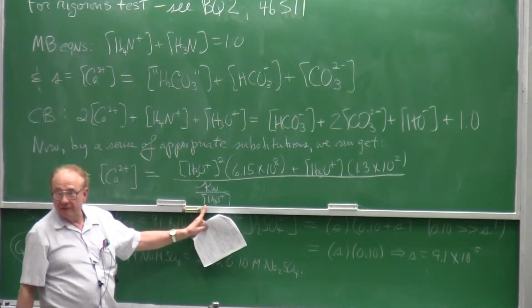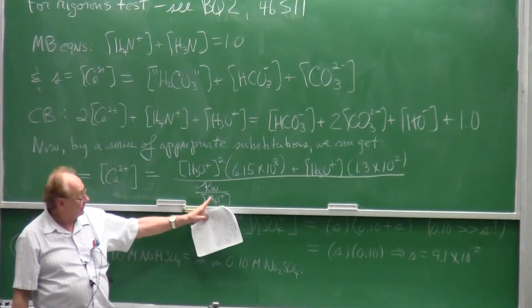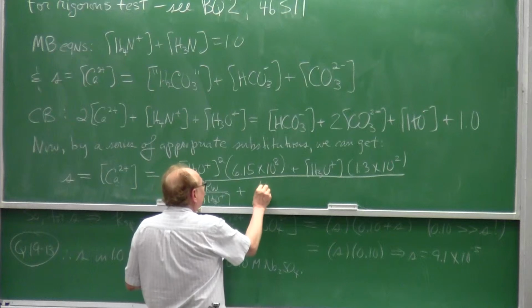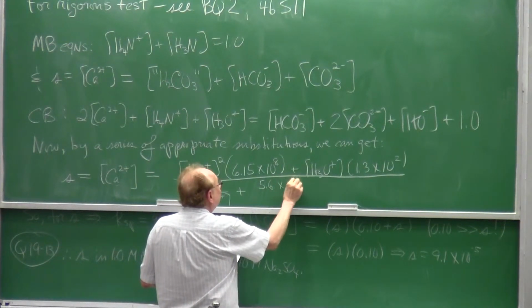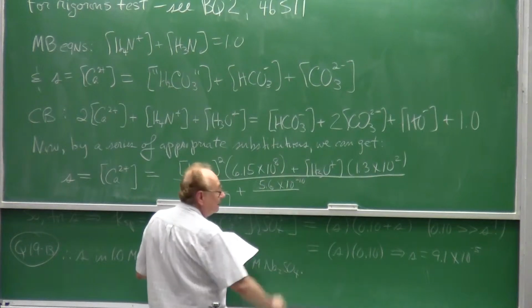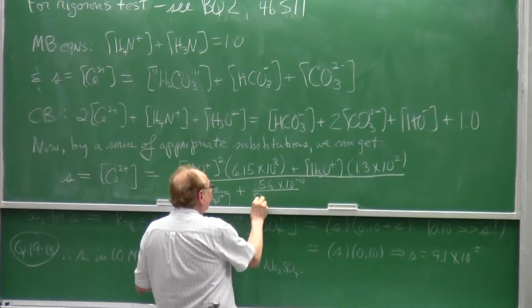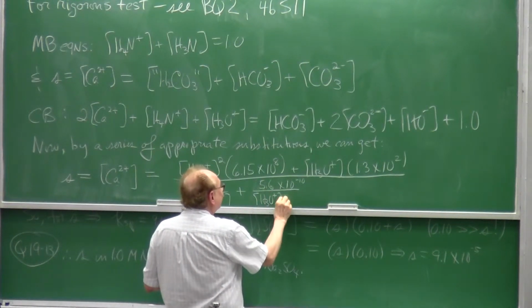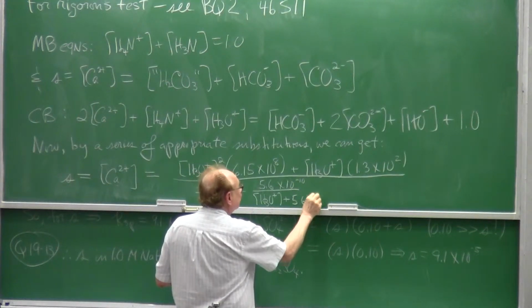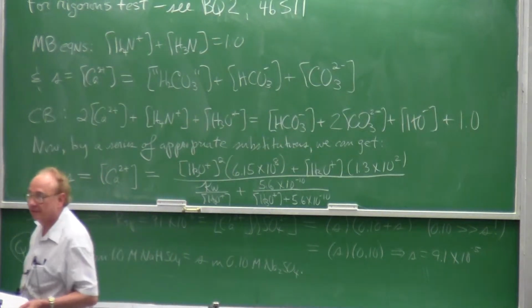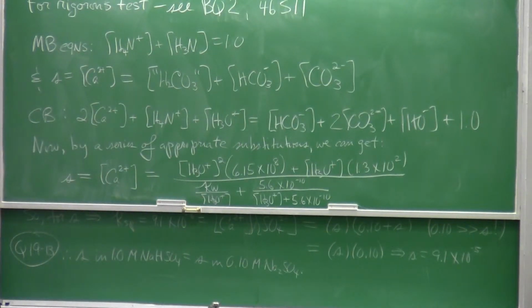What do you think this corresponds to? What's this? Hydroxide ion molarity. Plus 5.6 times 10 to the minus 10, which I hope you recognize as Ka of ammonium ion, over hydronium ion, plus 5.6 times 10 to the minus 10. Gee, what a horrid expression. Absolutely horrid. You can look at the reference to see how this has been obtained.